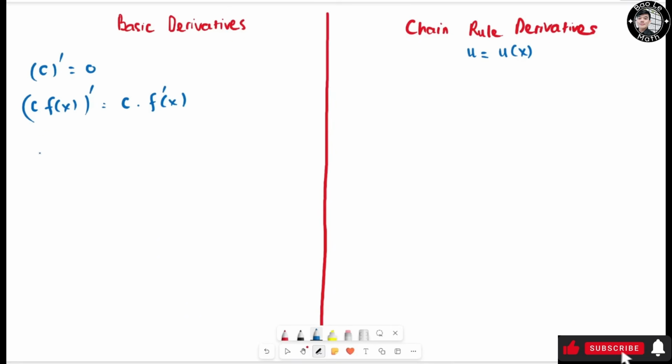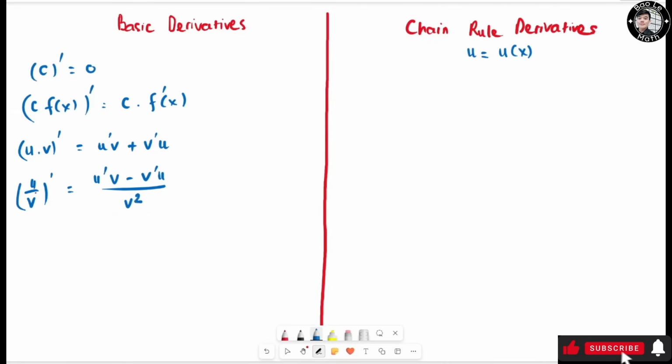Now we have the product rule. (u times v)' is going to be u' times v plus v' times u, right? We have the quotient rule. (u over v)' is going to be u' v minus v' u over v squared.